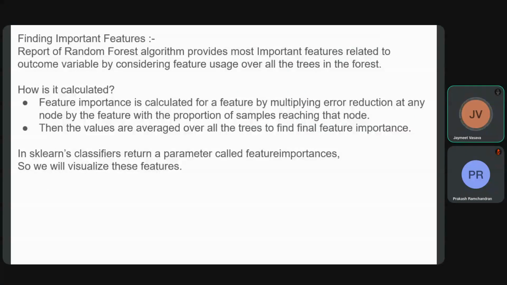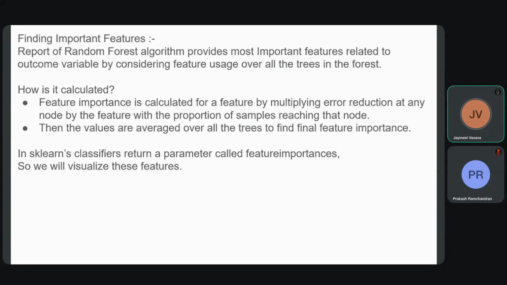So finding the most important features. A random forest algorithm provides the most important features related to the outcome variable by considering feature usage over all the trees in the forest. So how is that calculated? The feature importance is calculated for a feature by multiplying the error reduction at any node by the feature with the proportion of samples reaching that node. Then the values are averaged over all the trees to find the final feature importance.